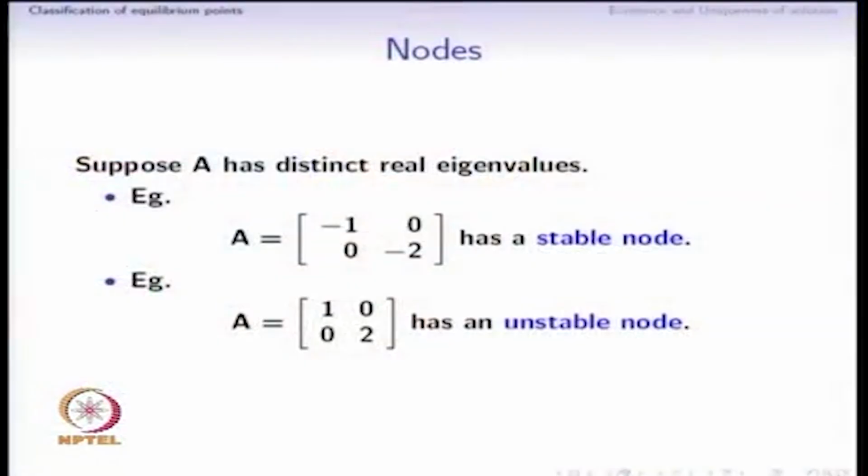So a stable node. A node can be stable or unstable. So what is a node? It is a situation when A has two distinct eigenvalues and both are negative. In such a situation, it is called a stable node. The other situation, when A has both real eigenvalues and positive, is called an unstable node. To analyze this, we will quickly see how the vector field looks for this particular A.